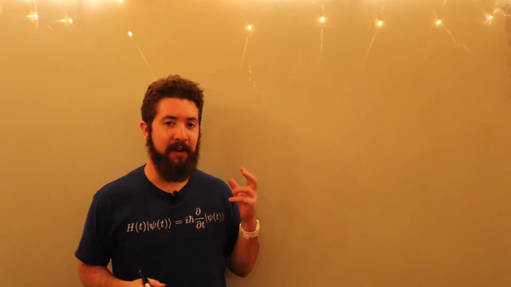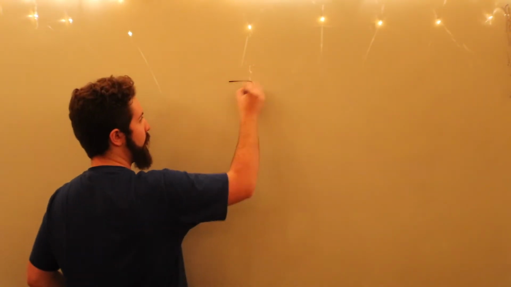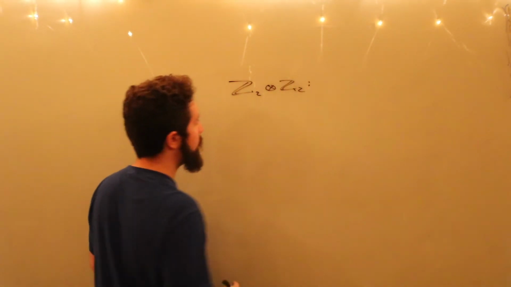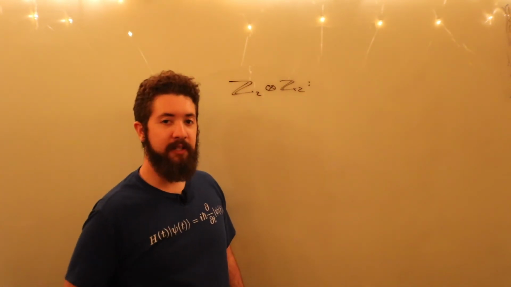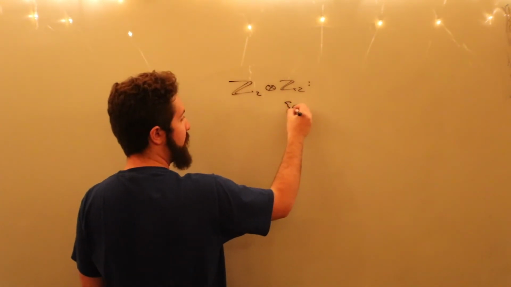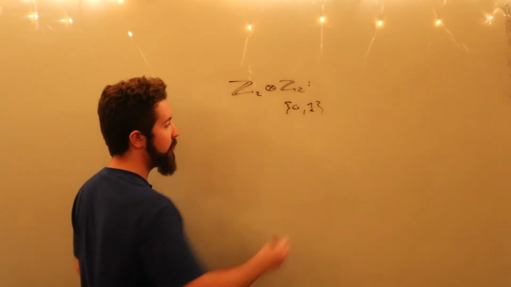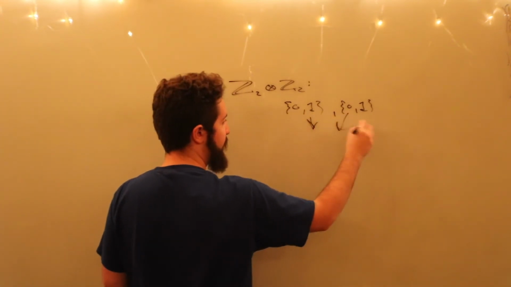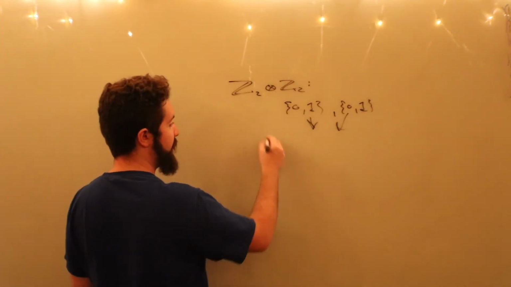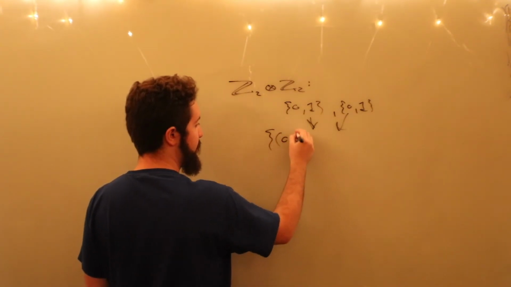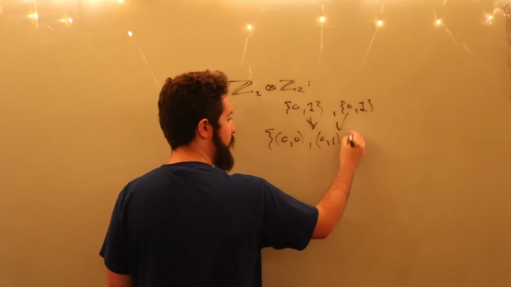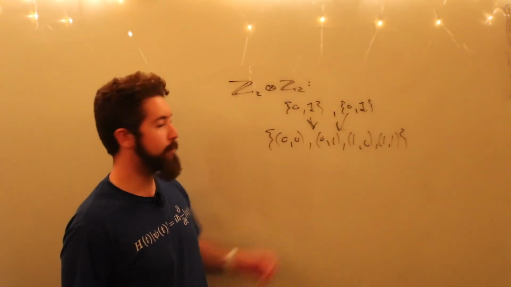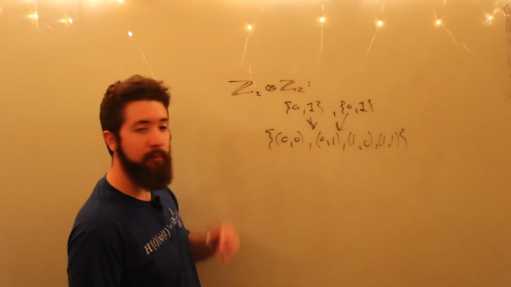All right, now let's talk about Z2 cross Z2. Now what does this actually look like? Well, if we're thinking of selecting one element from each group, these are going to combine to form a set, which is going to be the coordinate pairs (0,0), (0,1), (1,0), and (1,1). So it's going to have order 4. We know it's a group already because it's a direct product of two groups.